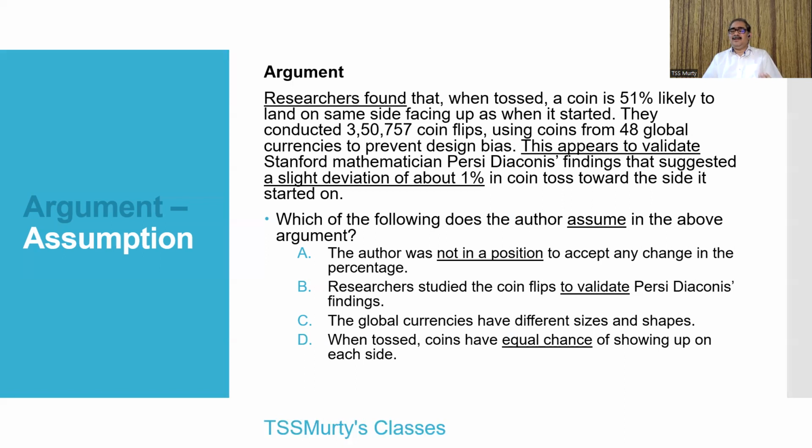So they assume that it should be equal, but they found out to be a deviation of 1%. So based on this assumption, we can come to the kind of conclusion given in the argument. This appears to validate, because they found that there should have been equal chances for both sides, but they found that to be with a deviation. This is a possible assumption that leads to the conclusion. Finally, what they thought and what happened are two different things. This was their assumption that it should be equal, a possible assumption that we can take. Hence, the answer is choice D.